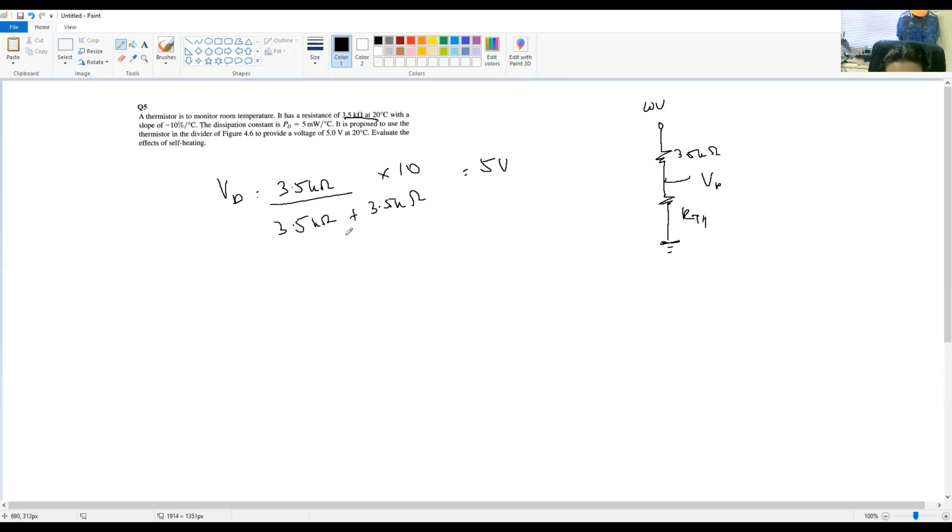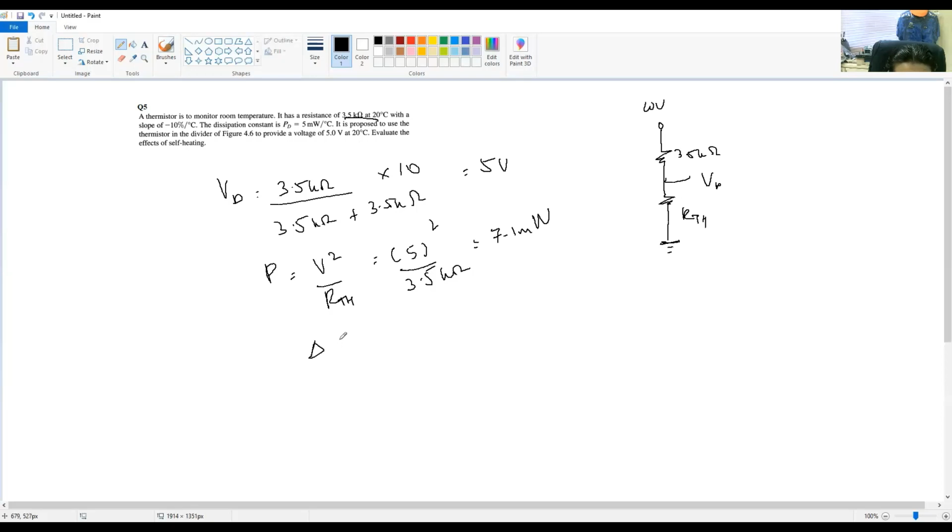Now let us consider the effect of self-heating. The power dissipation in the thermistor is given by this formula, P equals V squared over RTH. So V equals 5 volts squared and RTH is 3.5 kilo ohms. The power dissipation will be, you can use your calculator, 7.1 milliwatt.